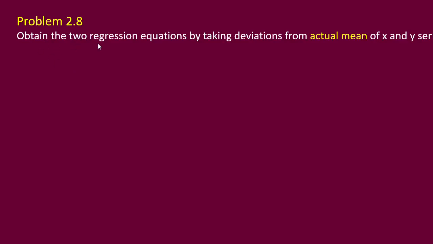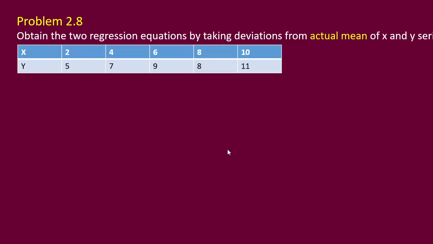Here's problem number 2.8. Obtain the two regression equations by taking deviations from actual mean of x and y series. Like the previous problems on correlation, we have two techniques here: from the actual mean and the deviation from assumed mean. Let me solve this problem under actual mean. They have given x and y series, a simple problem of 5 observations.